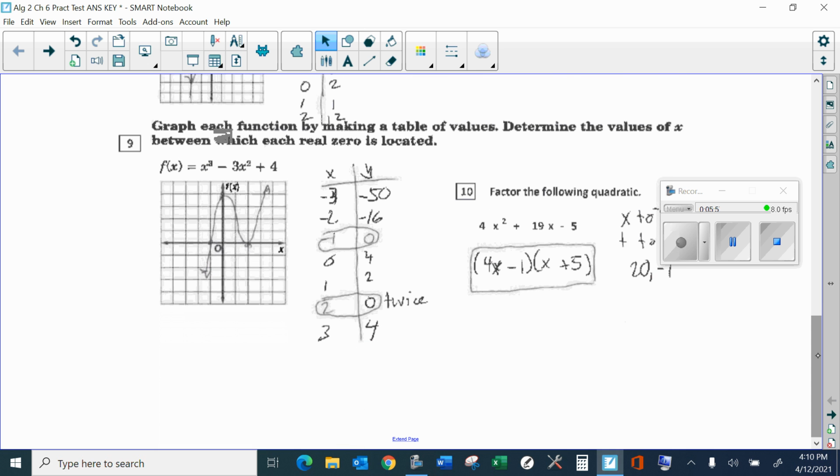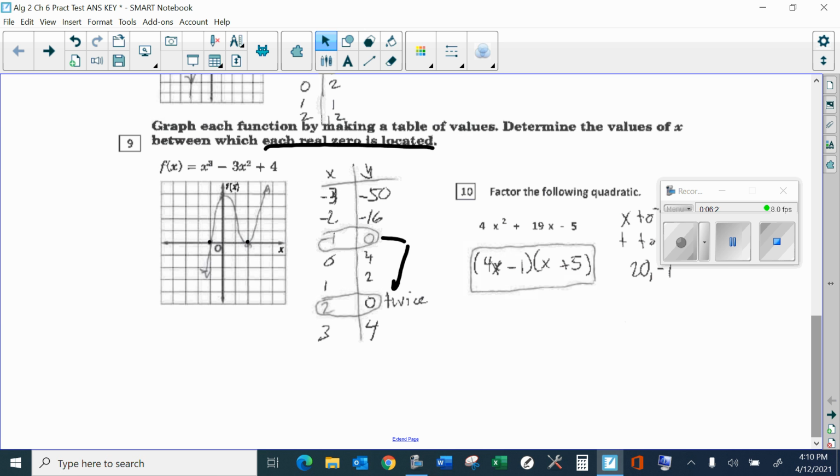Graph each function by making a table of values. So this one does actually, you can use your table on your graphing calculator and get it from there and just plug in the values. Okay, you don't have to do the calculation yourself like I did here. Determine the values of x between which each real zero is located. Now, if it comes out exactly, then you're going to say exact. So in this case, they were exact. Okay.